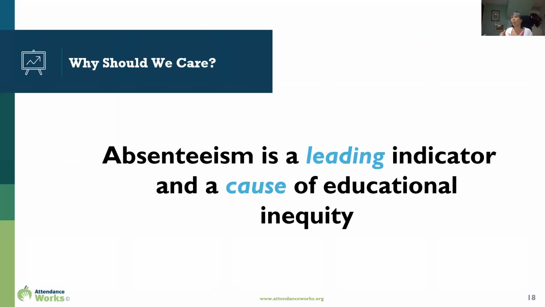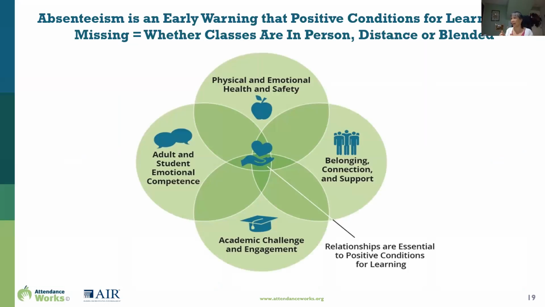Next slide. When you see high levels of chronic absence, it means that kids are not physically and emotionally healthy and safe, don't feel a sense of belonging, connection, support, don't feel academic challenge and engagement, or the adults and the students around them aren't there to support these positive conditions for learning. If we want kids to show up, we need to notice when absenteeism is happening to find out which of these things are a problem and how to address them. And I would add that right now under COVID-19, we now add the other level of connectivity and whether or not kids can get online in the first place. Next slide.